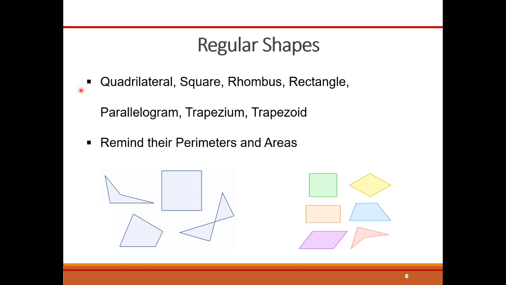Now regular shapes: quadrilateral, square, rhombus, rectangle, parallelogram, trapezium, and trapezoid. All these figures are four-sided figures, but geometrically they are different from each other. The difference should be known to you. You should recall their parameters and areas.